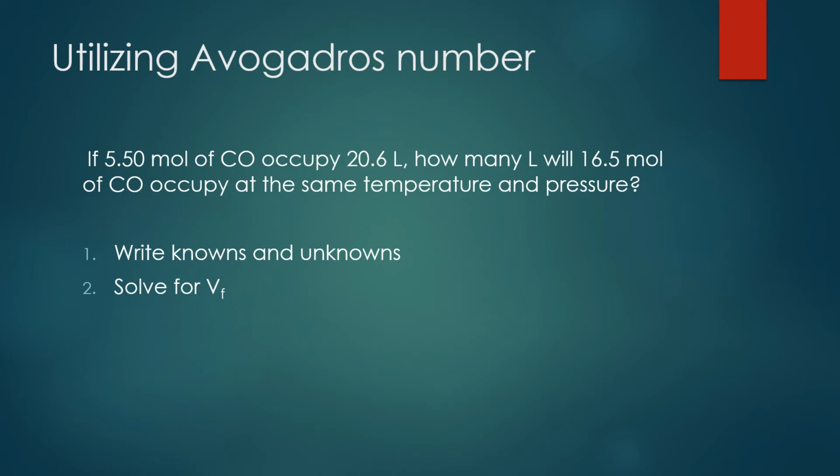Here's an example using Avogadro's law. It shouldn't say number, sorry, it should say equation, Avogadro's law. In this problem, we have 2 molar amounts and 1 volume amount, and they're asking us to solve for the missing volume. You'll rearrange the equation to solve for V sub f, the final volume, and then plug in the numbers. I show how to work through that problem step by step in the videos.